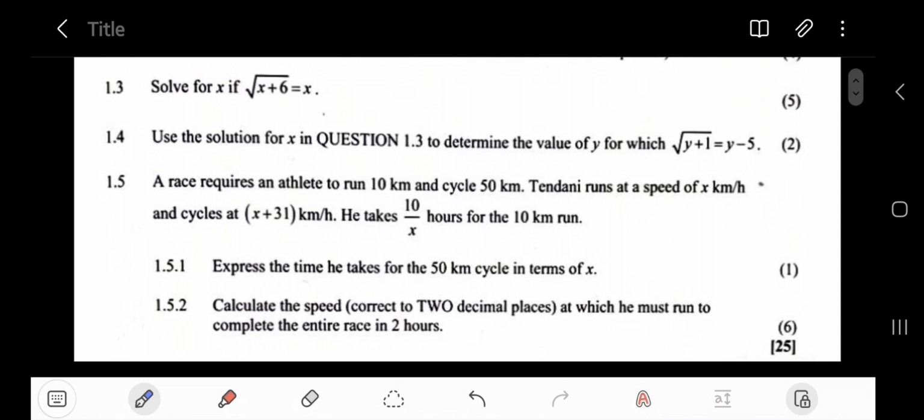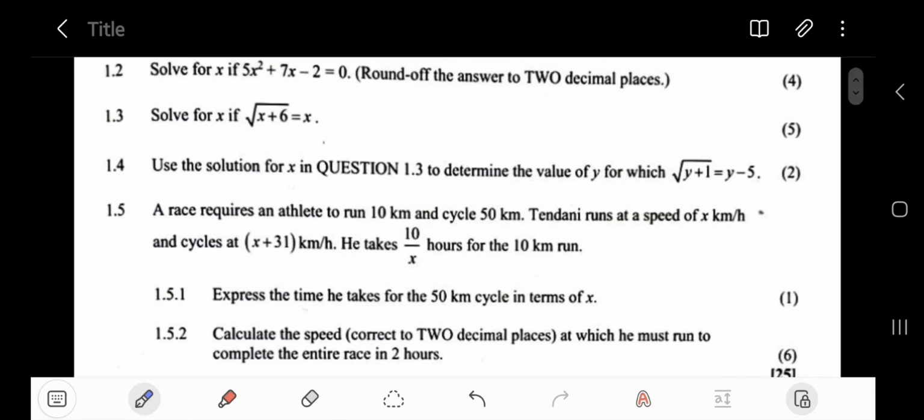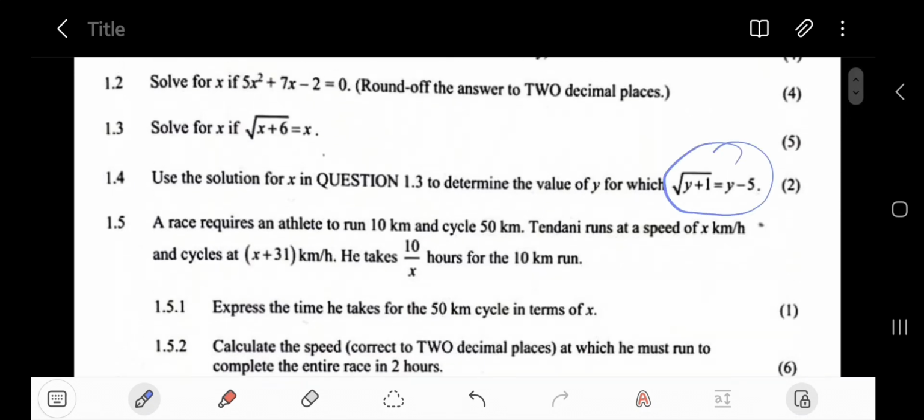Yes, the root of y plus 1 is equal to y minus 5. So they ask us to use the previous answer, right? This question usually would range about 5 marks, just like the previous one, but now they tell us to use the previous answer. That's why it weighs way less marks.